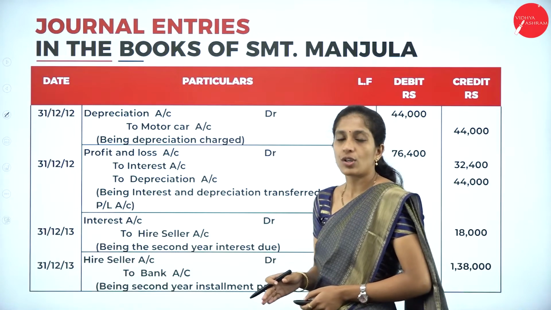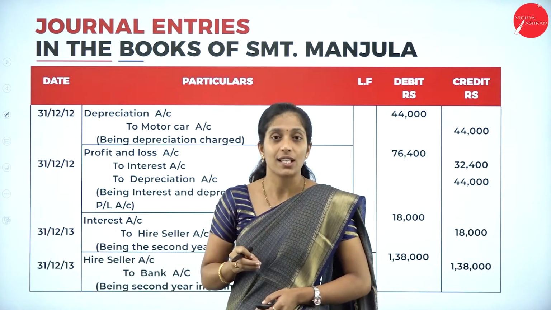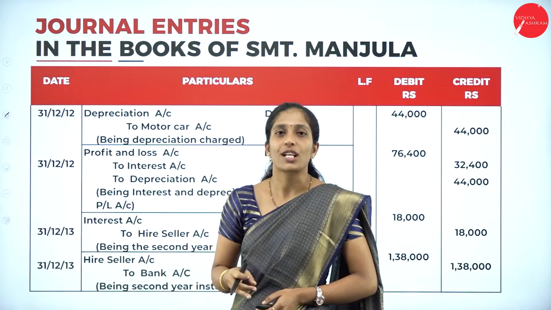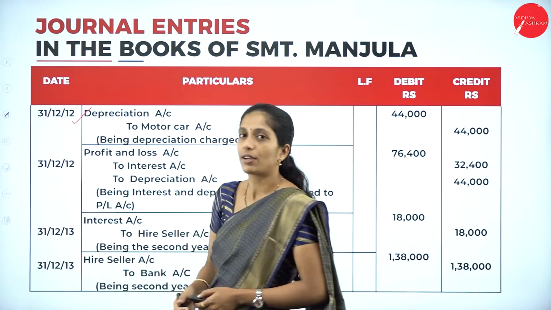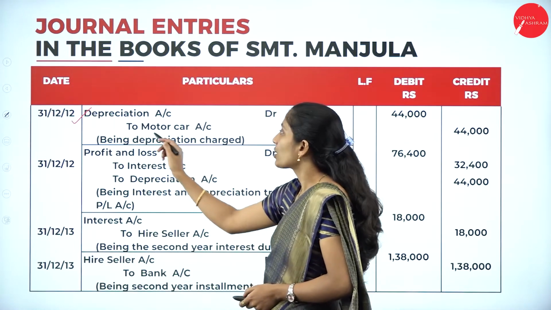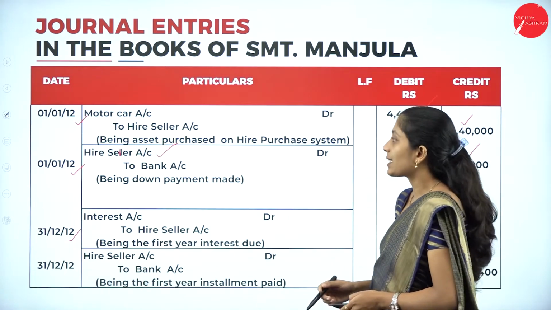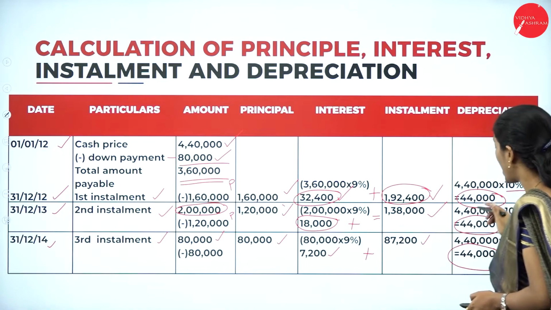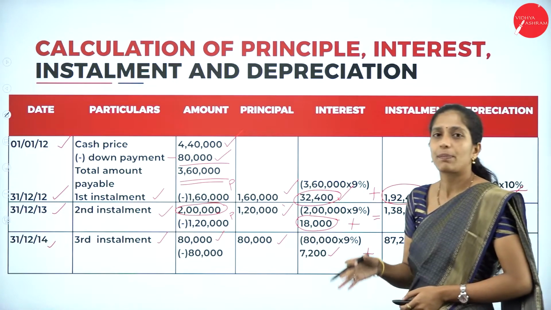Next entry is for what? Depreciation charged. Since I have told you the asset is there in the hands of the hire purchaser, she has to charge the depreciation. At the end of the first year, that is 31/12/2012, depreciation account debit to asset. Here the asset is the motor car, being depreciation charged. Now what is the depreciation? Go through the table. Here we have calculated the depreciation.